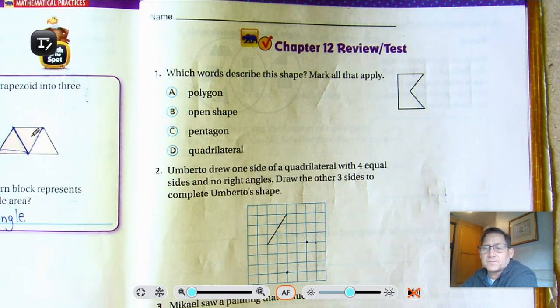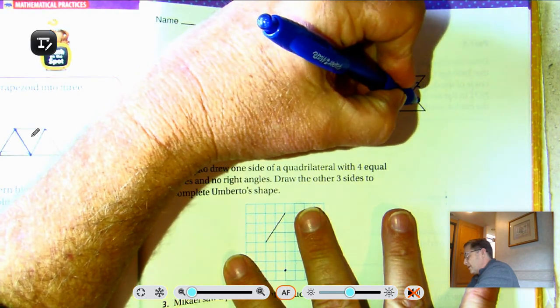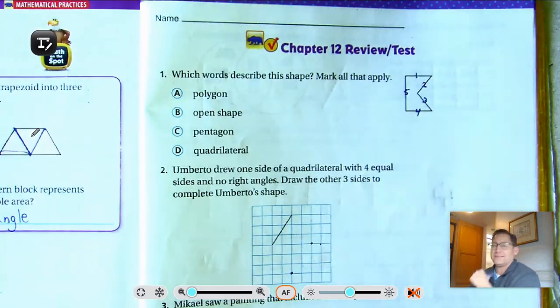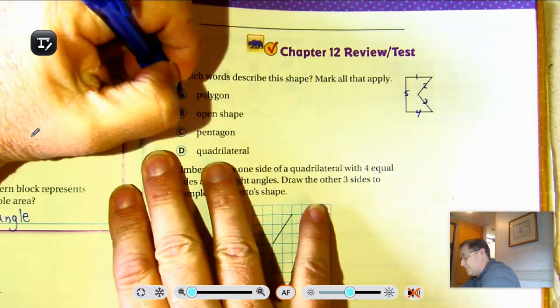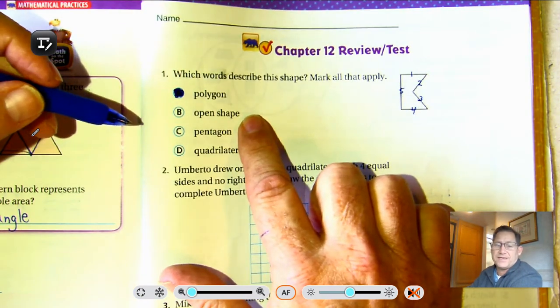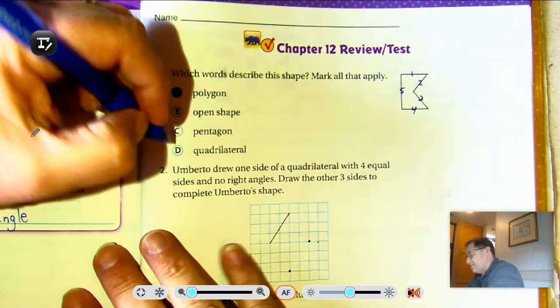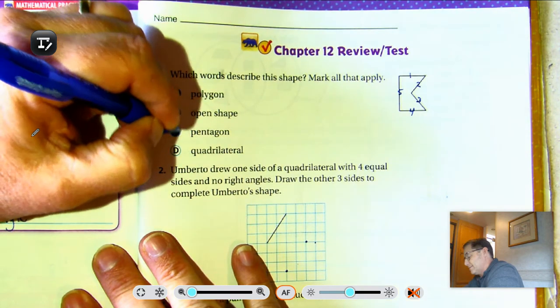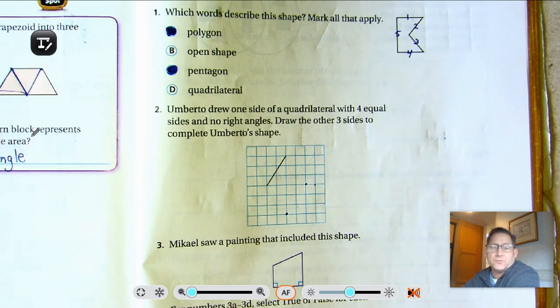Mark all that apply. Okay, it has 1, 2, 3, 4, 5 sides. Okay, it's closed, so it's a polygon because it's made up of just line segments. It can't be an open shape if it's a polygon, so not an open shape. Pentagon, yes, there's 5 sides, so it's not a quadrilateral. So pentagon and polygon.